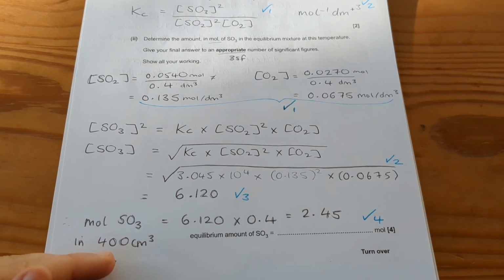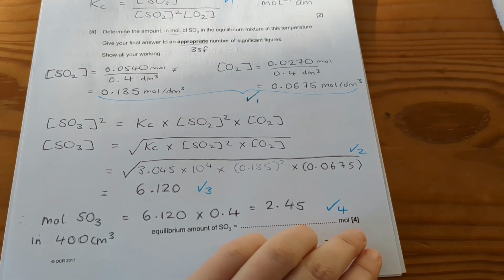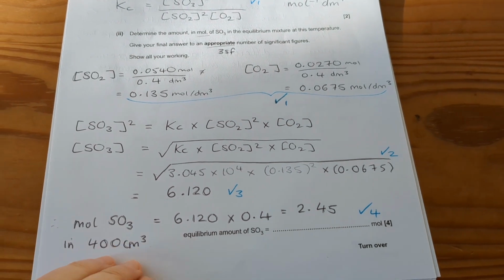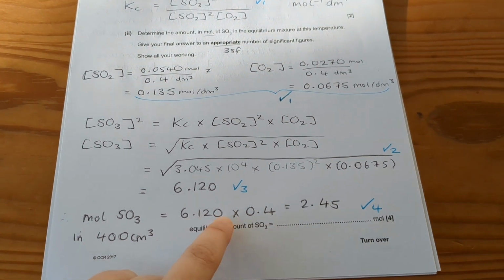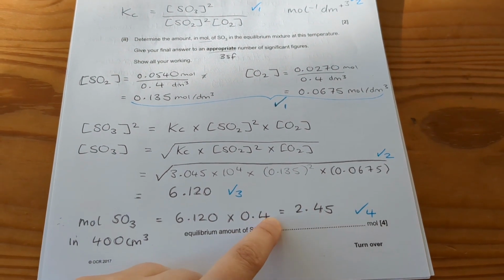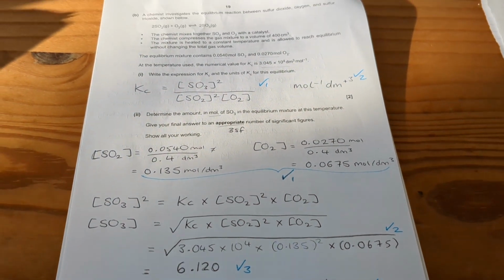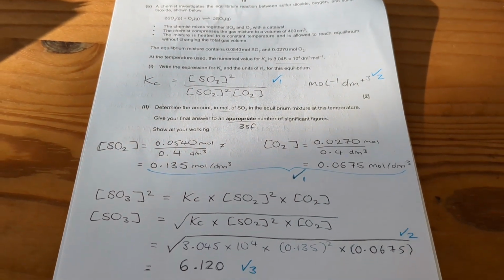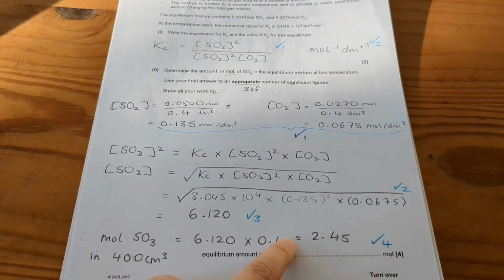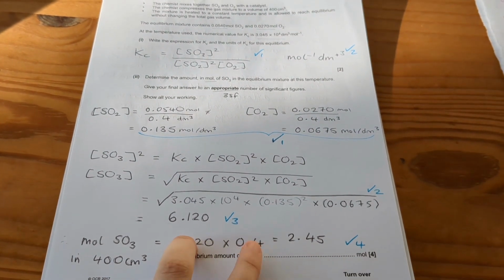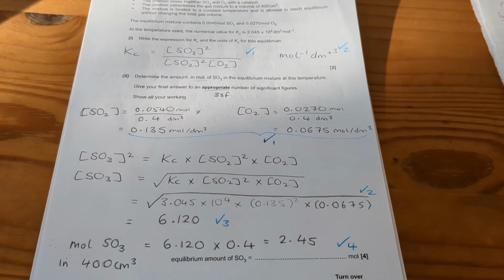We need to convert that back to moles now, because that's what the answer wants. So to do that, we do concentration times the overall volume. So 400 centimeters cubed was the volume, but we need that in decimeters cubed, so the units are consistent, and we get 2.45.